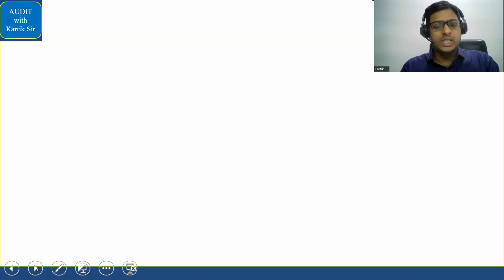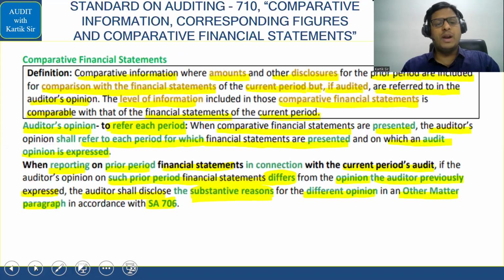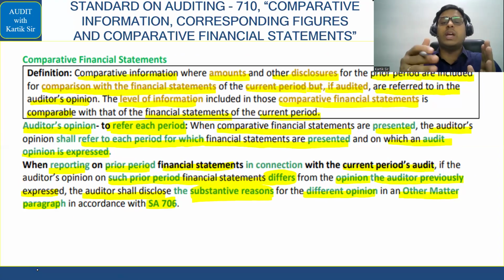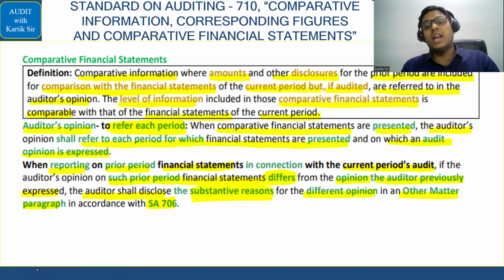So I just want you all to look at this part. Just a second. Comparative financial statements. The comparative financial statement is basically when the auditor is given the work from the client, and they are telling the auditor to check more than one financial year of the past and give them their opinion as per the client's format, then that is called comparative financial statements.